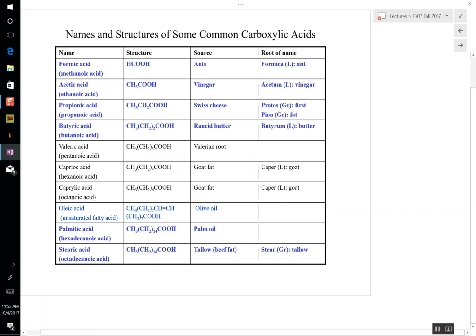All right, here's a slide you should really take note of. All of the ones that are in blue, let's take these first four here. Well, here's where I could have made my comment about butyric acid right here. Methanoic, that's your IUPAC name, is also called formic.